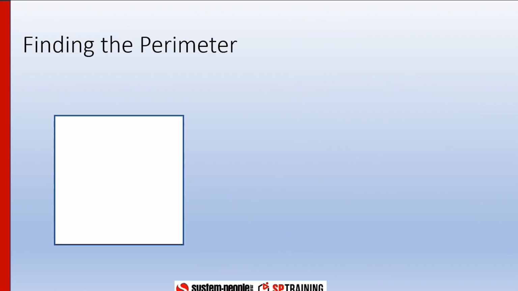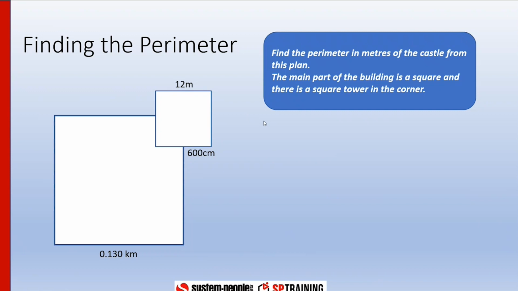But let's have a look at a different problem here. We've got a castle, a plan of a castle. It's got a turret, a tower, square tower in the corner. And we've given the dimensions here, 0.130 kilometers, 600 centimeters from the side of the castle wall to the edge of the turret, and 12 meters for this length of the turret, which is a square. And this other part is a square, but it's got a little bit of the corner taken out or extended.